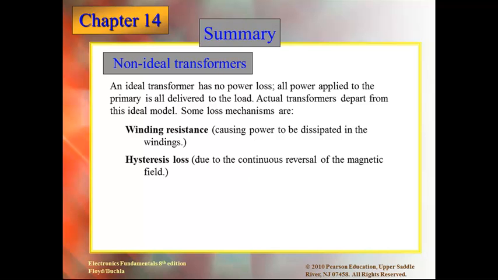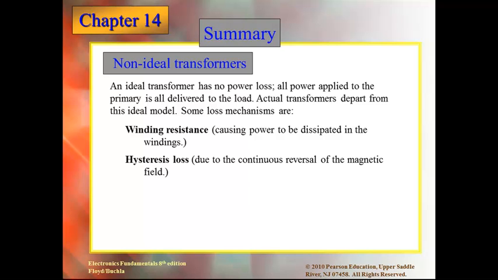We have hysteresis losses. The slide says, due to the continual reversal of the magnetic field. If you think of the way the magnetic field aligns, when you reverse the current through that same coil, those magnetic fields have to go the other way, and they have to align in the other direction.